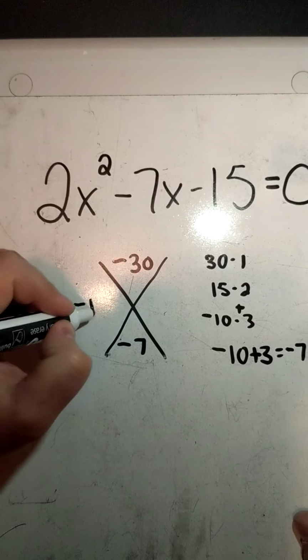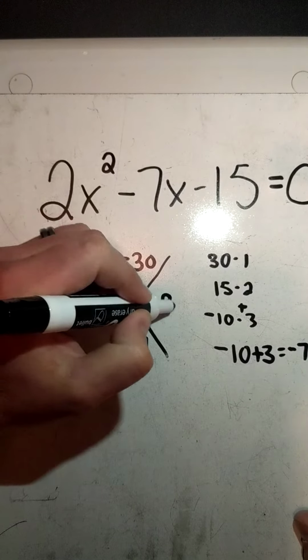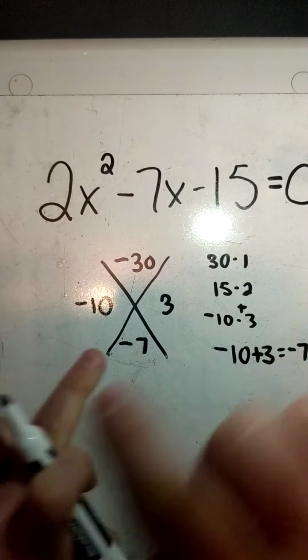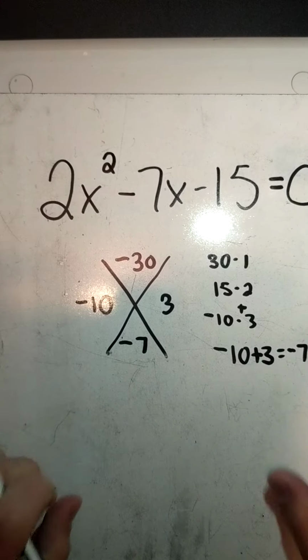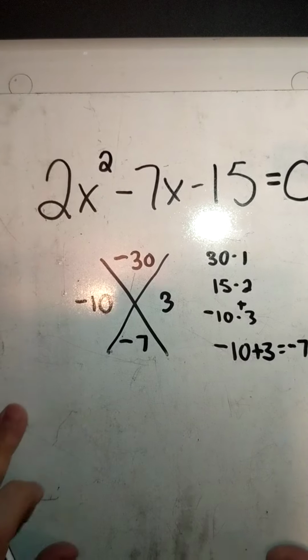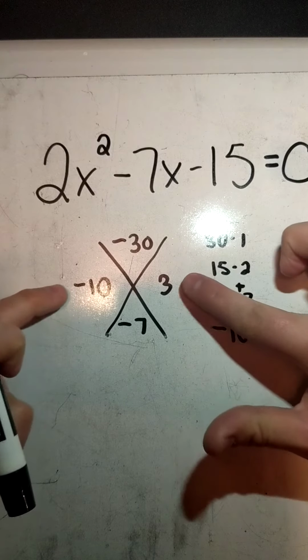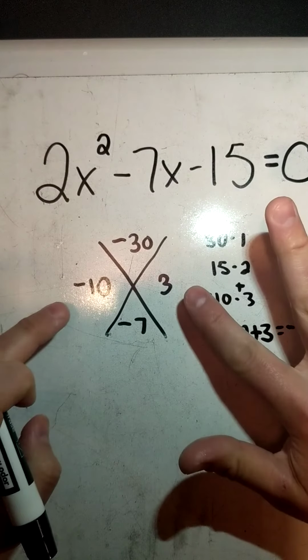So I'm going to write the negative 10 here and the 3 there. It doesn't matter which way they go. I could have done the 3 here and the negative 10 there. Doesn't matter at all. So now I'm going to focus on just these two numbers. Everything else doesn't matter.